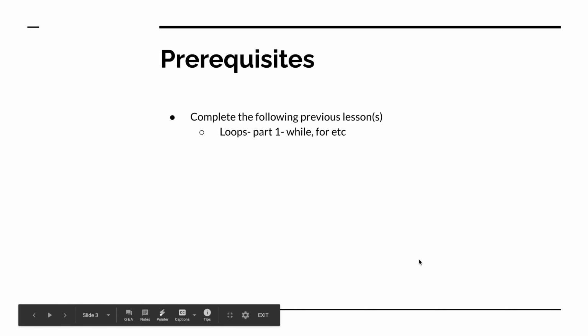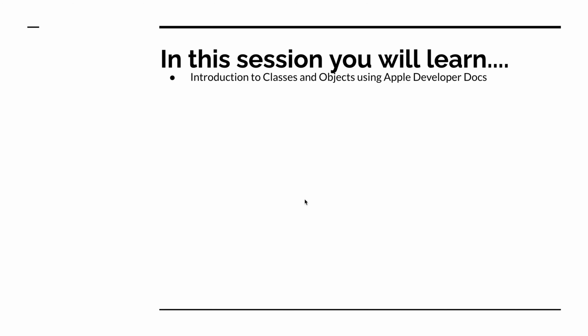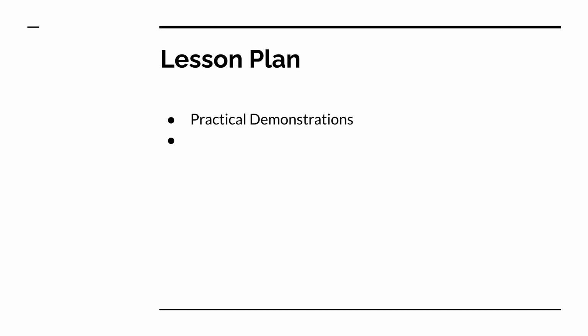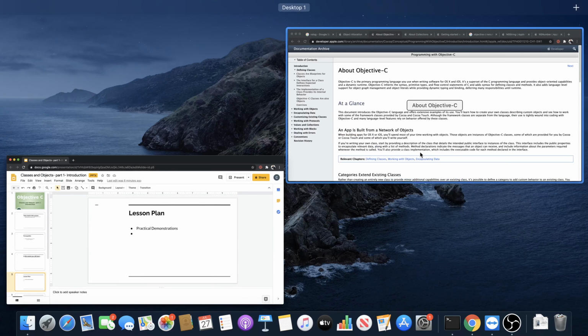You need to complete the previous lesson in this series, which is Loops Part 1, before you do this. You will be learning about an introduction to classes and objects using Apple Developer Docs. The reason for using Apple Developer Docs is that's how real world developers would do their referencing. So this series is targeted to make you real world developers, so we'll be doing things exactly like that. We'll be doing practical demonstrations. Let's dig into the lesson and look at what's inside.